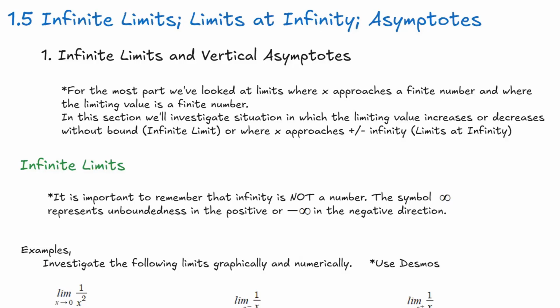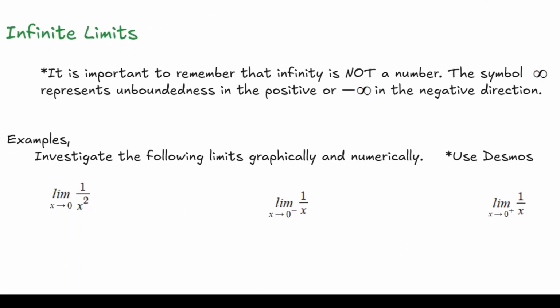Here we're going to look at two different situations, one in which the limiting value increases or decreases without bound, that's called an infinite limit, or where x approaches positive or negative infinity, and that's referred to as a limit at infinity. So we'll tackle infinite limits first, and it's important to remember that infinity is not a number. The infinity symbol, whether it's positive infinity or negative infinity, represents unboundedness in the positive or negative direction.